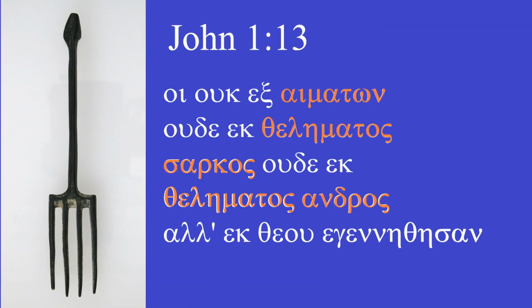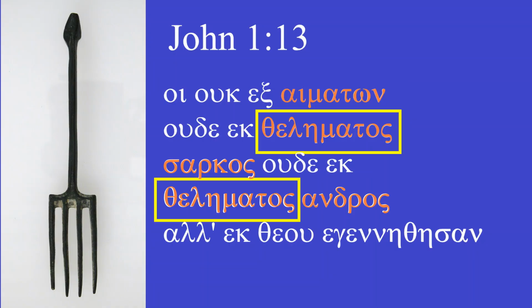Let's jump back to John chapter 1, verse 13. The third declension nouns are highlighted. These noun endings are now familiar. Ematon has an omega nu ending, which is the plural genitive. Thelimatos, sarkos, and andros all have the same omicron sigma ending, the genitive singular. And that's the third declension in Greek.